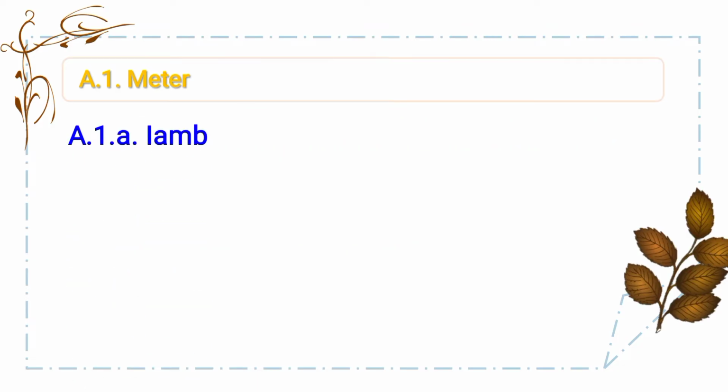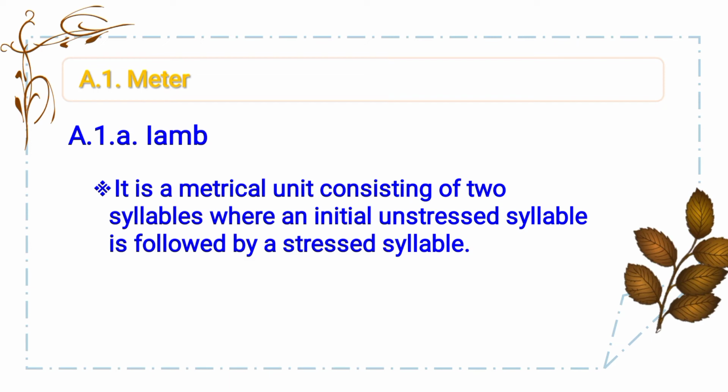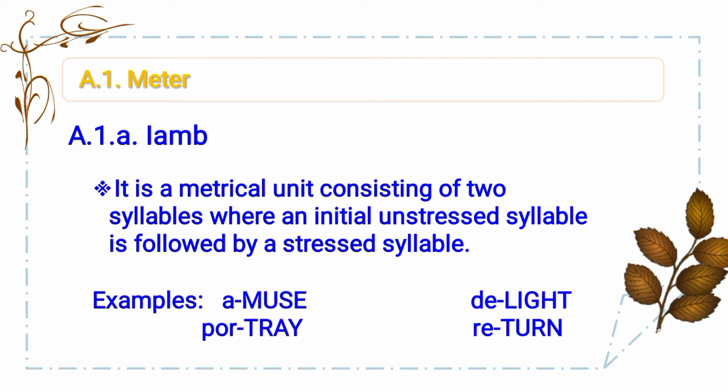First, we have the iamb. It is a metrical unit consisting of two syllables where an initial unstressed syllable is followed by a stressed syllable. Here are some examples. First, amuse. The a there is the unstressed syllable, then the muse is the stressed syllable. Same with portray, delight, and return. So, those are the examples of iamb.